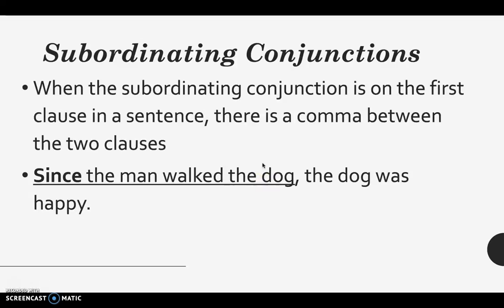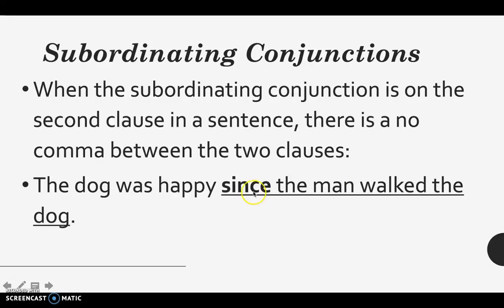As you might have noticed, when the subordinating conjunction is on the first clause in a sentence, there is a comma between the 2 clauses. So this is my dependent clause, comma, independent clause. That's always the way it goes. Not the other way around, though. When the subordinating conjunction is the second clause in the sentence, there's no comma.